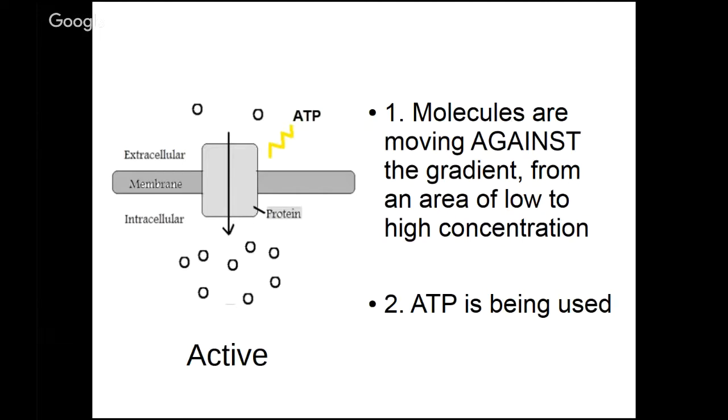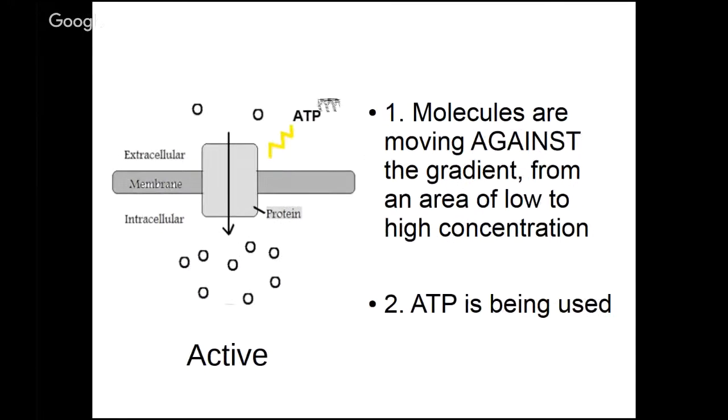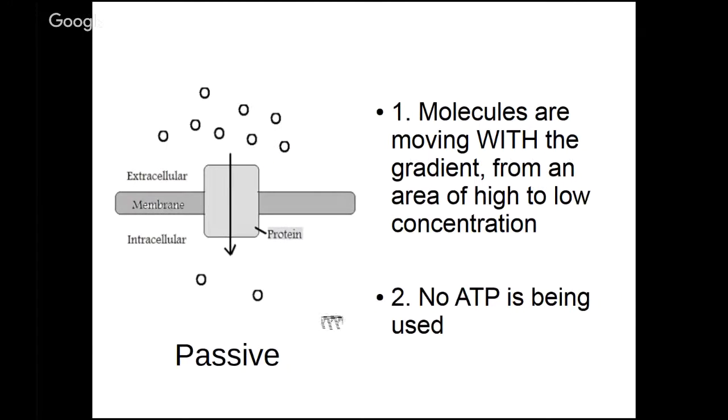The difference between these two types of transport really has to do with where the molecules are moving and whether or not ATP is being used. But both active and passive transport can use proteins to help them with this process. If it were a type of passive transport, remember, we would call this facilitated diffusion. That's the specific type that's happening here.